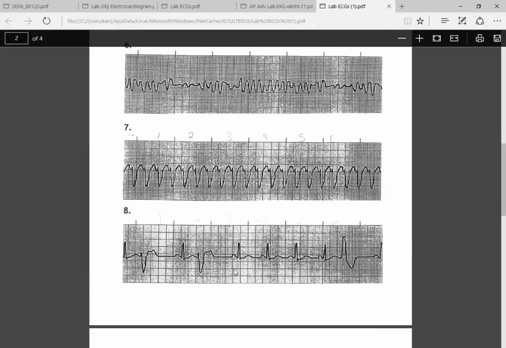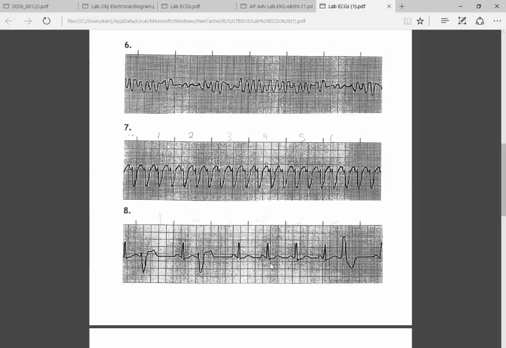Number eight, regular or irregular? Irregular. What's the rate? For this one, you would count just the normal QRS complex. Yep, 50 to 60. So this is actually a sinus rhythm in the sense that we have all the complexes necessary, but we have these unusual PVCs going on. So this would be sinus arrhythmia because it's irregular.